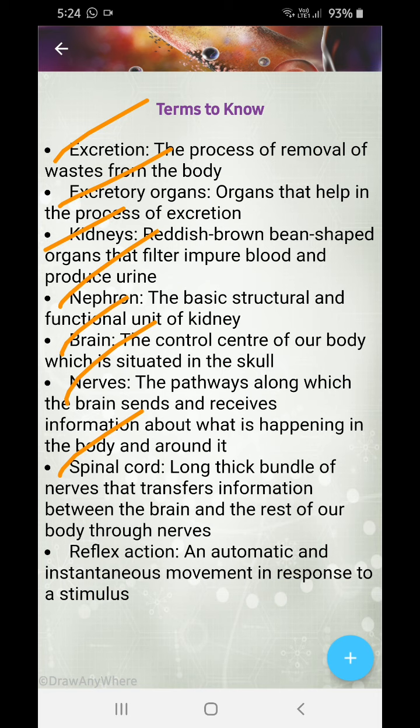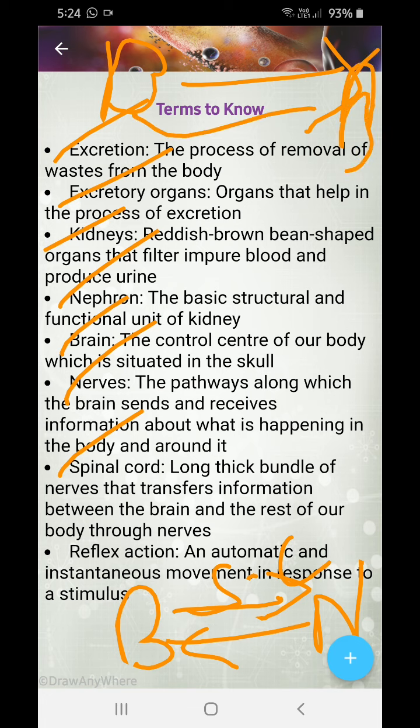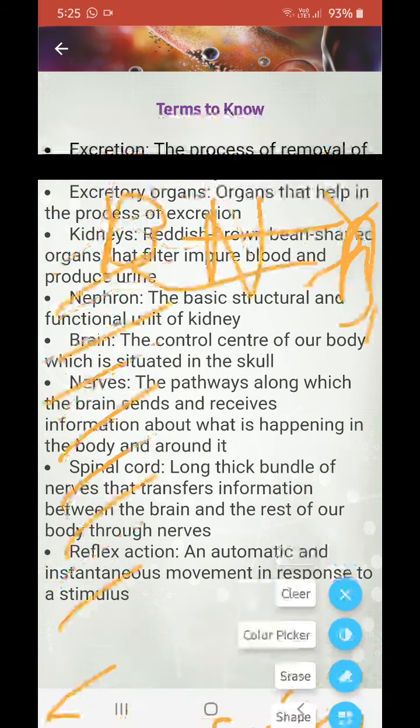Next, the spinal cord, a long, thick bundle of nerves that transfers information between the brain and the rest of the body through nerves. That means it's a connection center between the brain and the nerves. And the nerves are the connection center between the brain and the body parts. Now, reflex action, automatic and instantaneous movement in response to a stimulus, that I already told you.